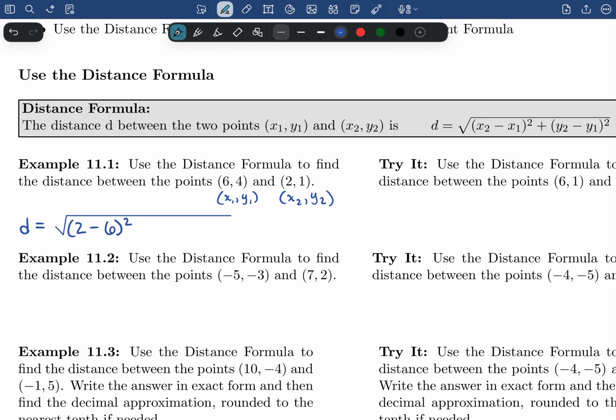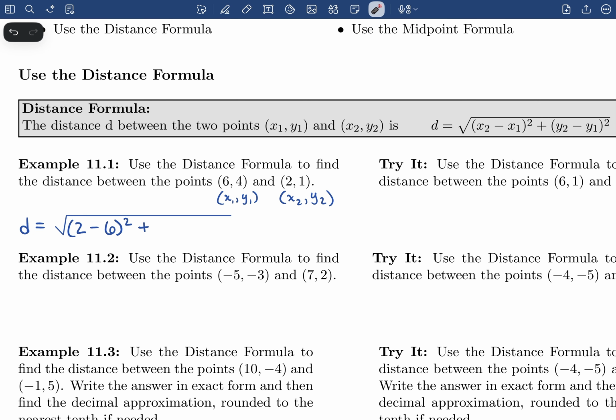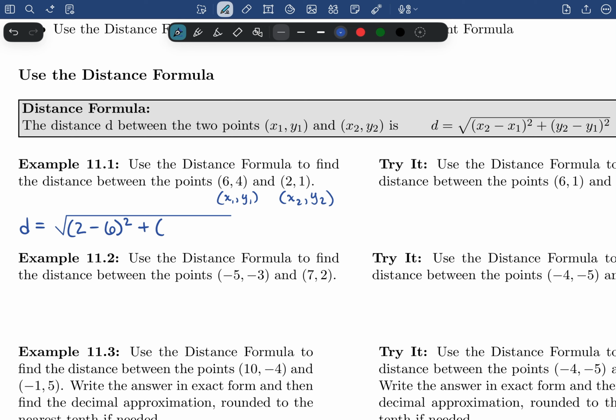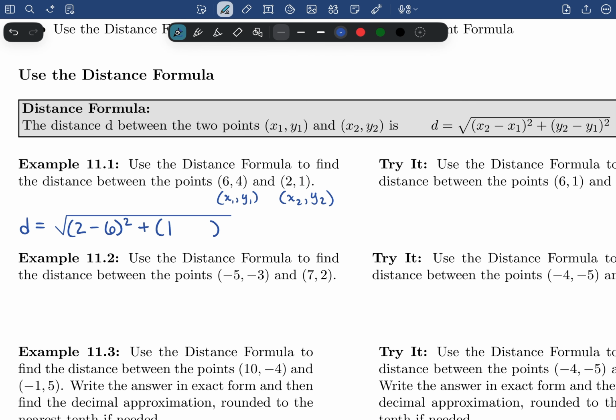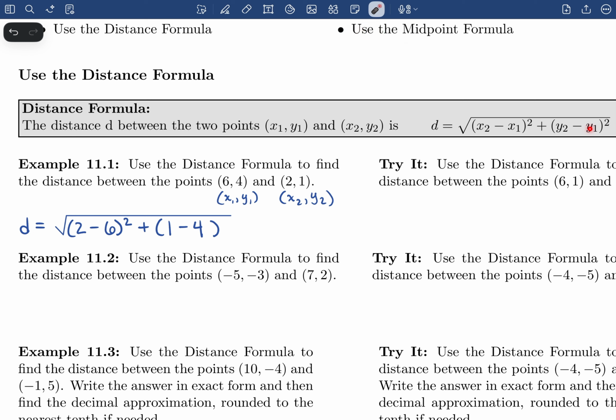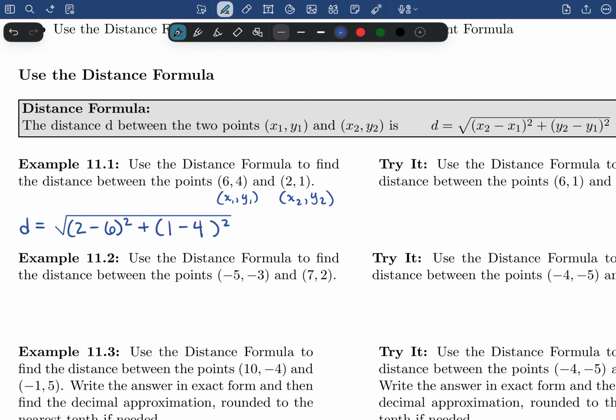Great. Next, I'm going to put a plus sign. All right, so I'm adding the next piece onto it. And that next piece is the difference of the y values. So I'm taking y2 minus y1, and y2 is 1. That's its value. And y1 is 4. So I just took the difference of the y values, 1 minus 4. And then I finish it off by squaring that. Okay, so this is the distance between those 2 points in space.